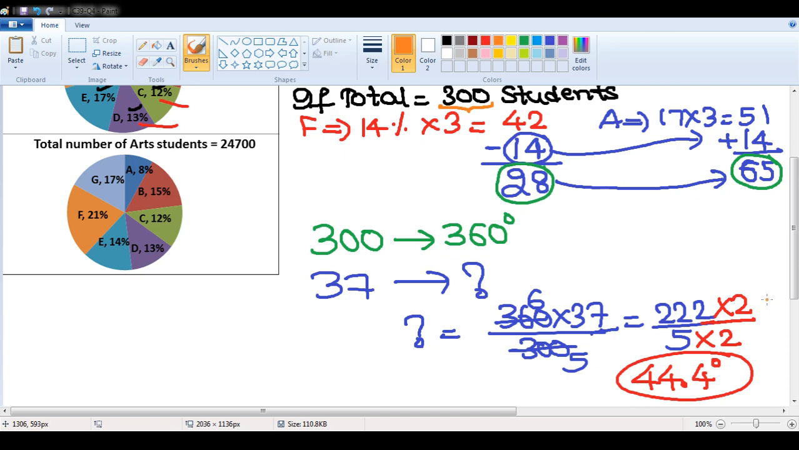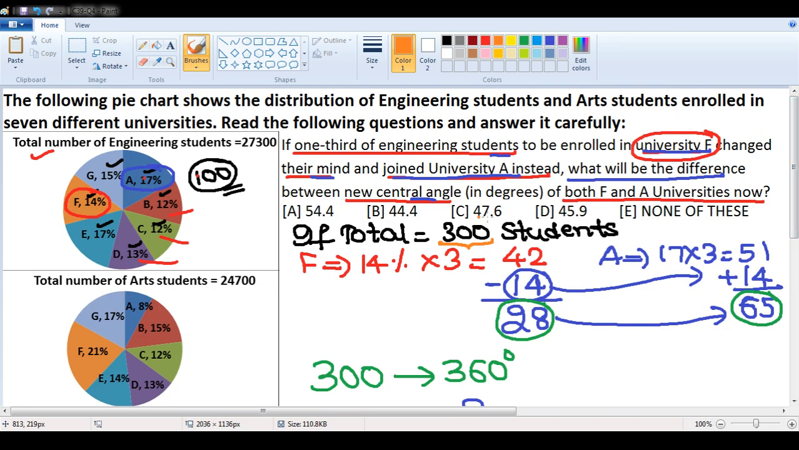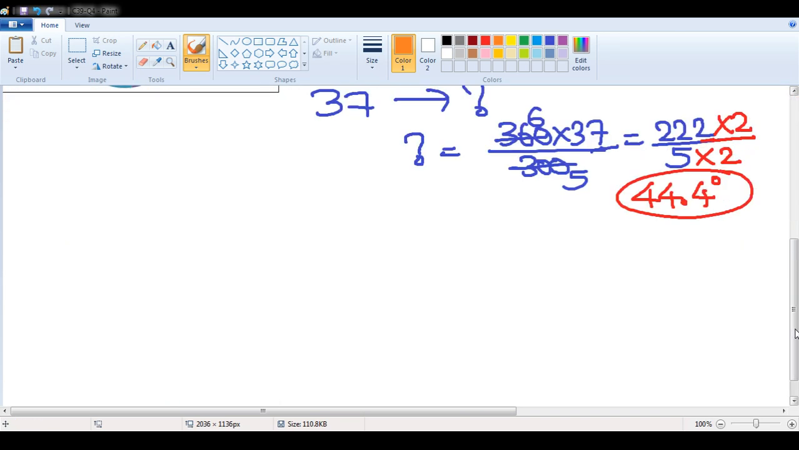Idea clear? Answer is 44.4 degrees, which is nothing but option B. Last question of this particular caselet.